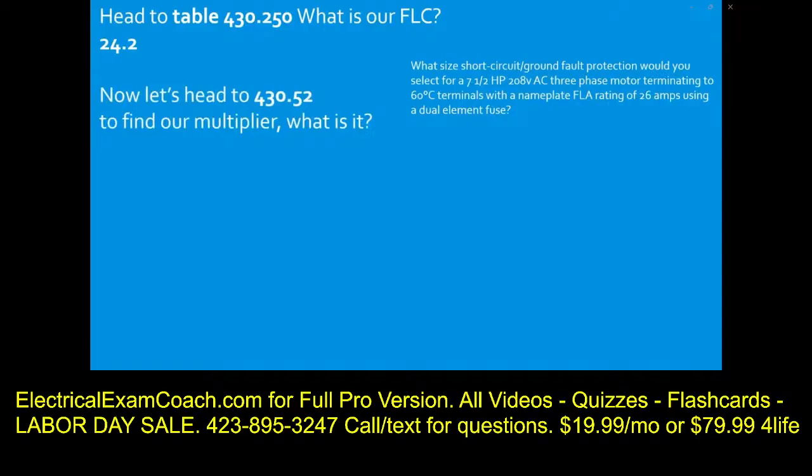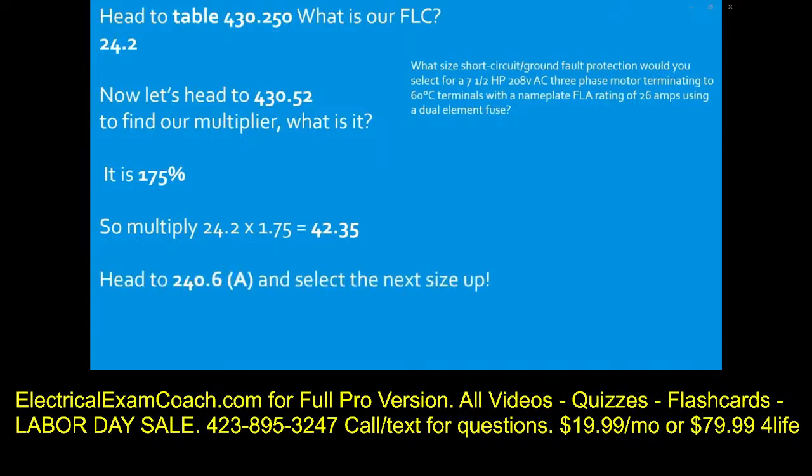Now we head to table 430.52 and find our multiplier. Starting on the left for polyphase and then coming over to our type of device, we're going to find that it's 175%. We take our FLC, multiply by 1.75. That's going to give us 42.35. Now we head to table 240.6(A) and select the next size up. And we select B.